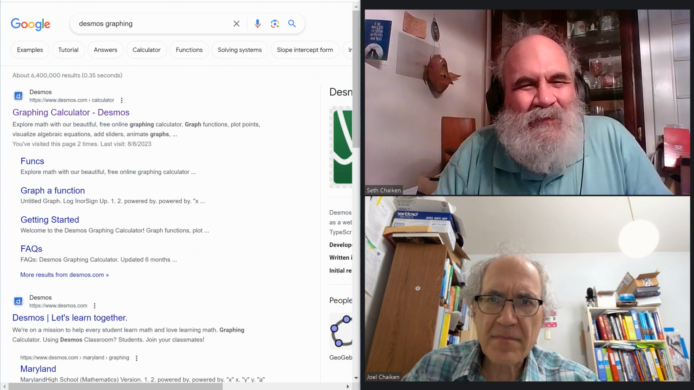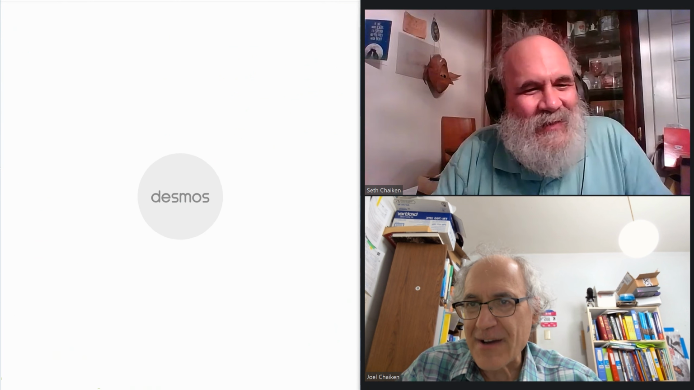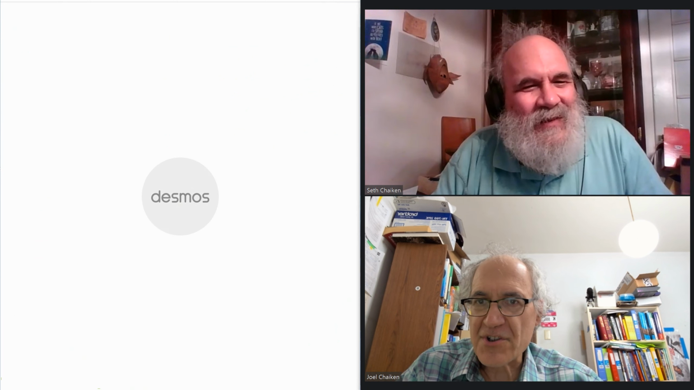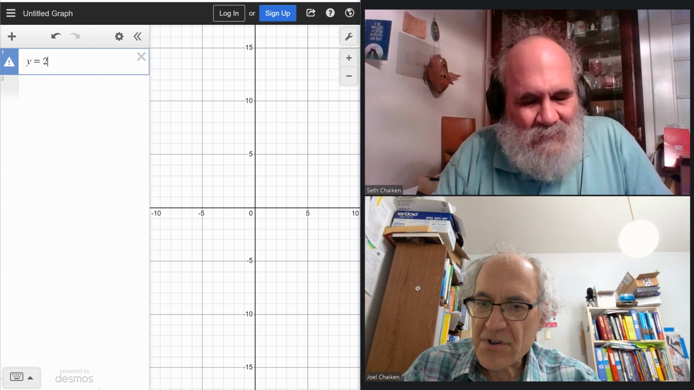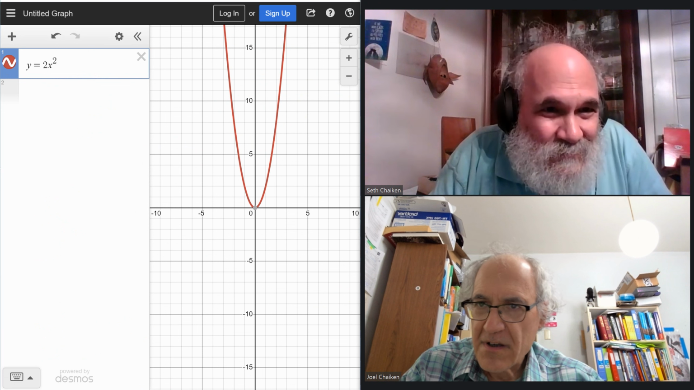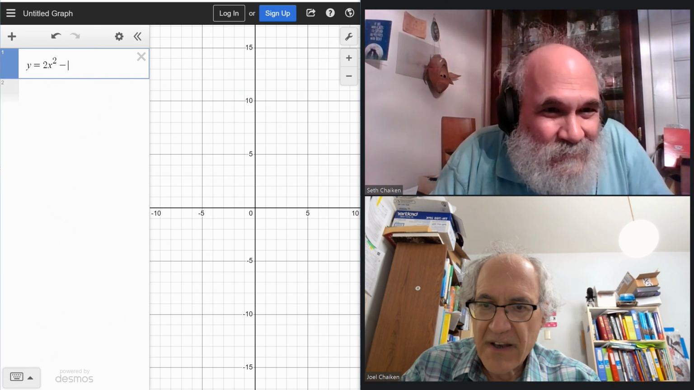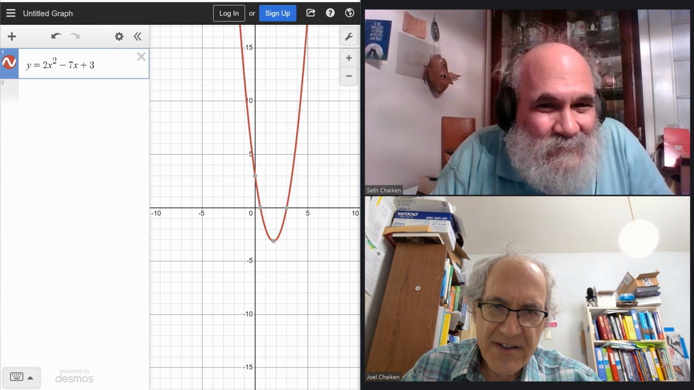Right. Yes. The sum of the solutions. Yes. So let's just show everyone. Last time we did this, we did not show the digital, the graphical approach. So y equals 2x squared minus 7x plus 3. Desmos is so easy to use. Boom. Those are the two answers. Those are the two roots.